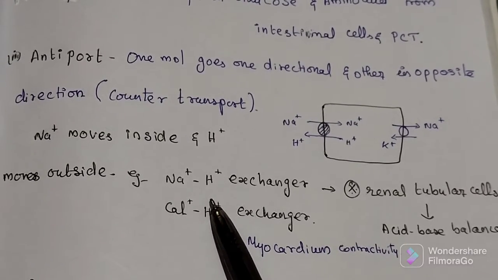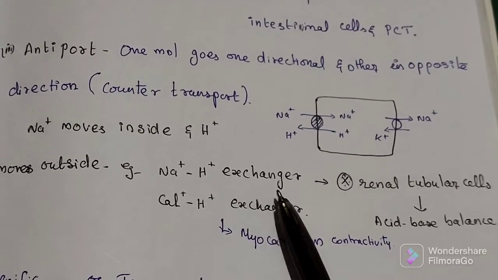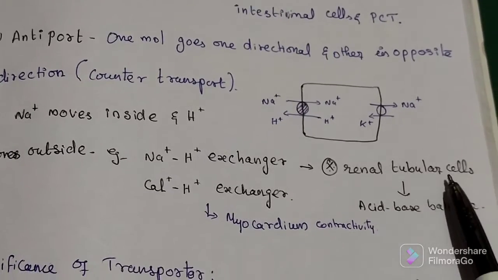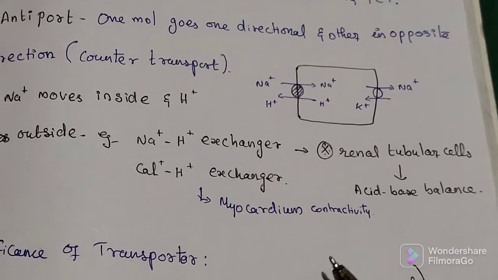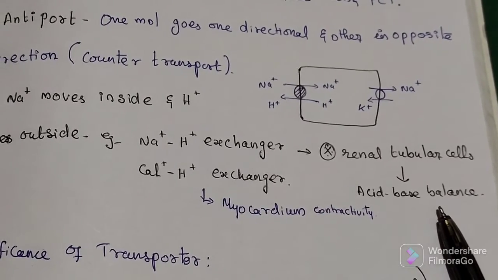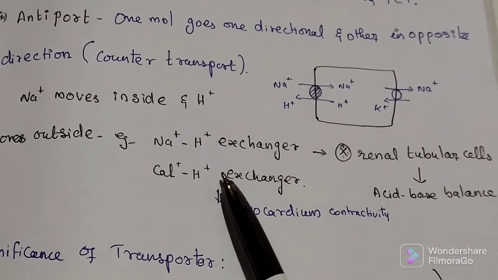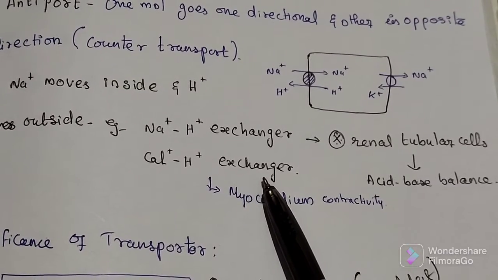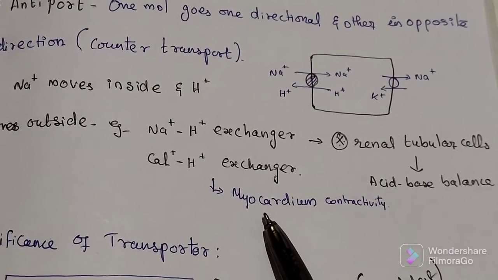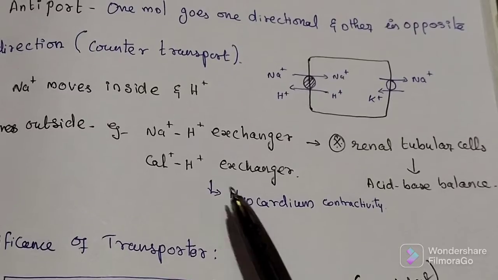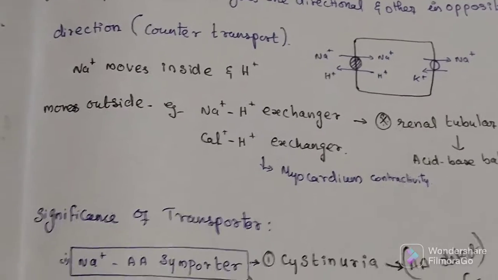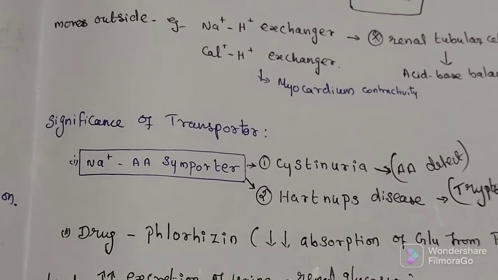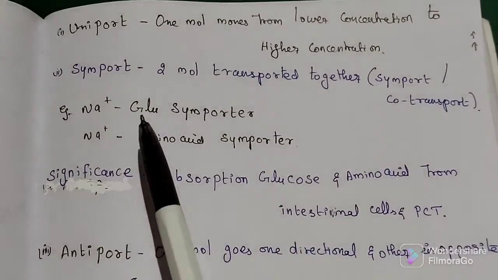The sodium hydrogen exchanger is important in renal tubular cells to maintain acid-base balance. The calcium hydrogen exchanger is responsible for myocardial contractility. Next, the significance of these transporters.